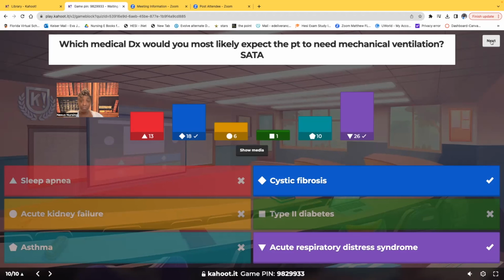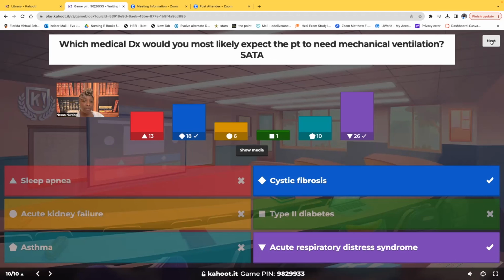Cystic fibrosis, true. Think about it. Cystic fibrosis, this patient's making all of this thick mucus that is clogging up their lungs. They can't breathe. Patient with cystic fibrosis, it's very possible we would expect for them at some time to have to be on mechanical ventilation.